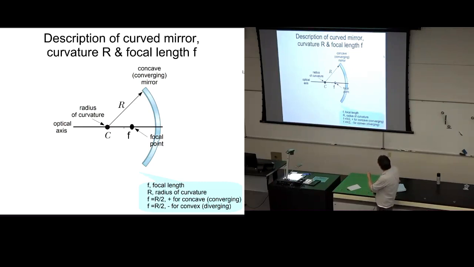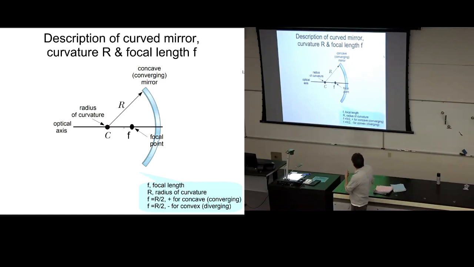This other point, which is more useful when ray tracing, is called the focal point. This distance from the mirror is called the focal length. And this point, F, the focal point, is actually just half the radius of curvature. So it's halfway between the mirror surface and the center of curvature. That's the focal point, and I wrote that down here.